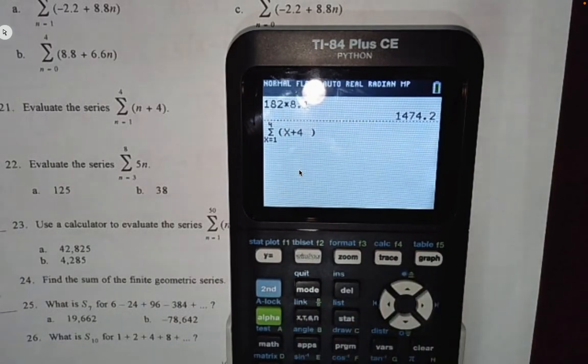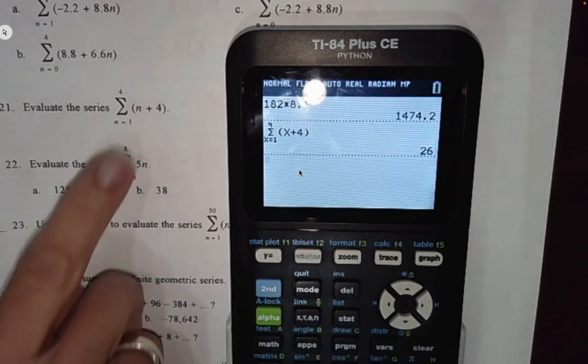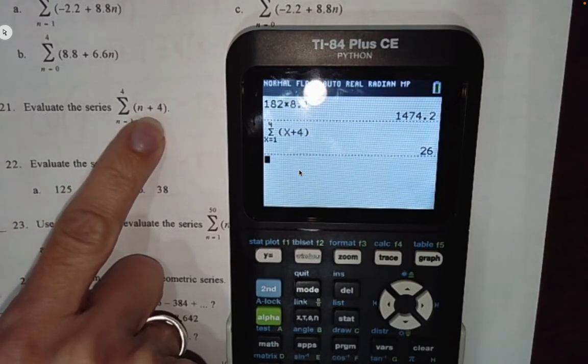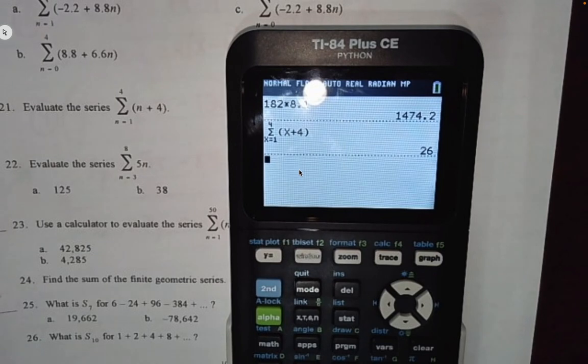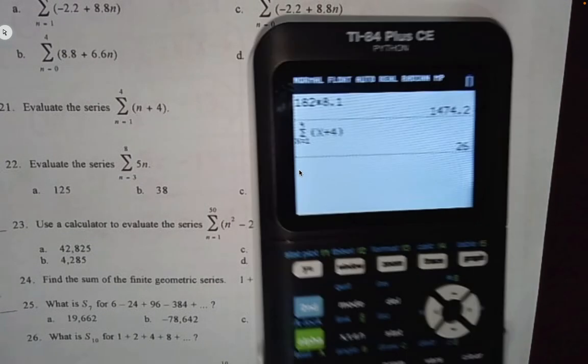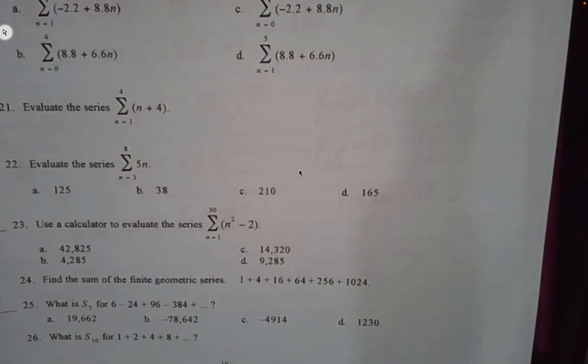And y'all, this one would actually be easy to do without putting it in the calculator. It would just be 1 plus 4, plus 2 plus 4, plus 3 plus 4, plus 4 plus 4, plus 5 plus 4. Anyway, and it is 26, Ryder. You were correct. All right. Do I need to do 22 and 23? Do y'all just want the answers? Okay, yeah. You can try it.